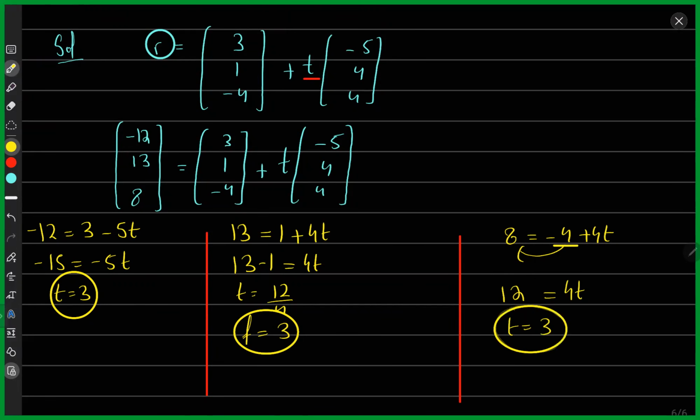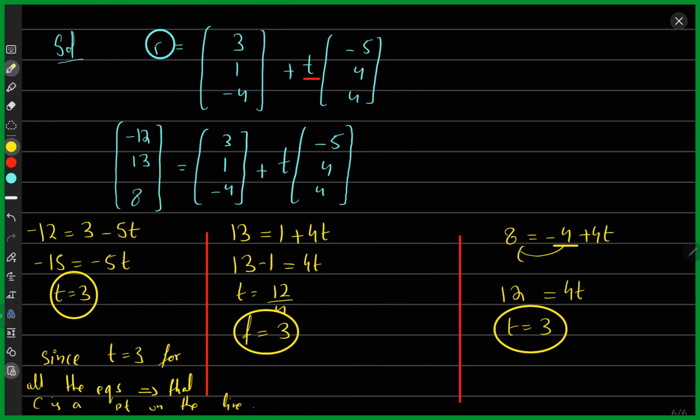So since t equals 3 for all the equations, this implies that C is a point on the line.